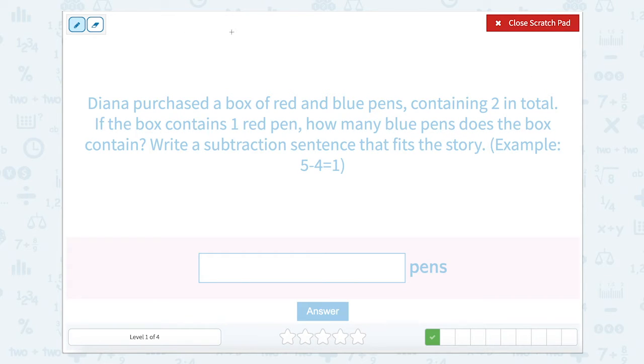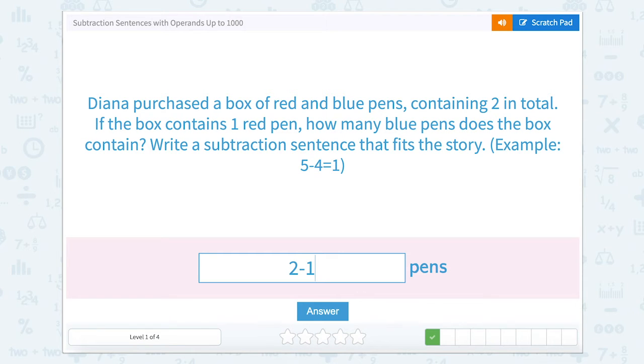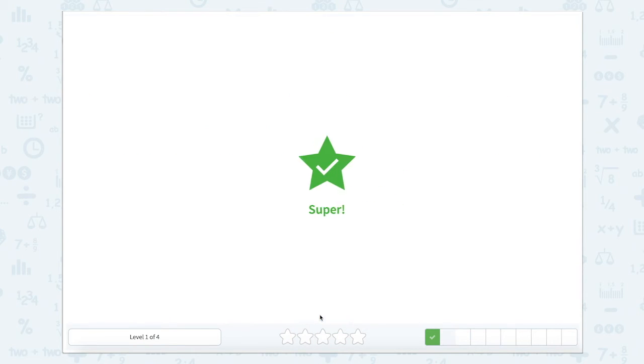So let's think here. There's a box, and inside this box we have 1 pen, 2 pens. 1 pen is red, and they want to know how many pens are blue. Well, if there's only 2, then that means that 1 pen is blue. So we can write that as 2 minus 1 equals 1. So I'll close our scratch pad and write 2 minus 1 equals 1.